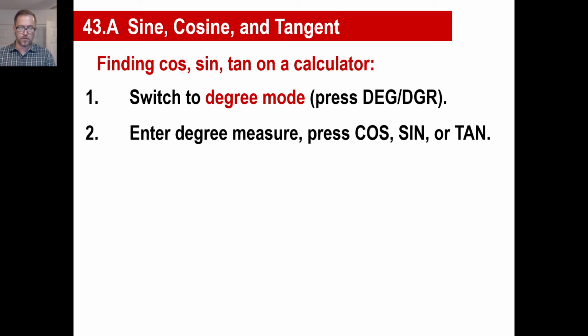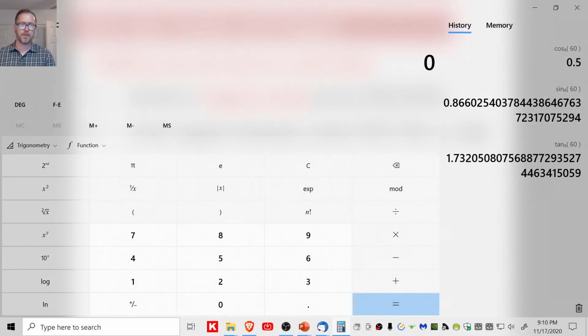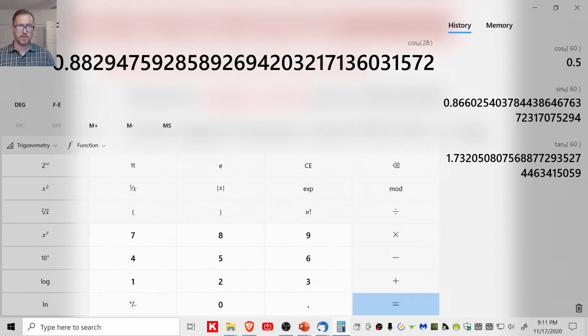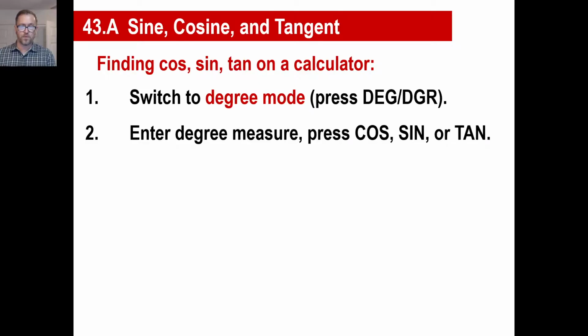Okay. If you're using a calculator like on your computer, you can do this. You can go 28, then you can hit trigonometry and then cosine, and then you'll get the same thing, 0.882947 and so on.